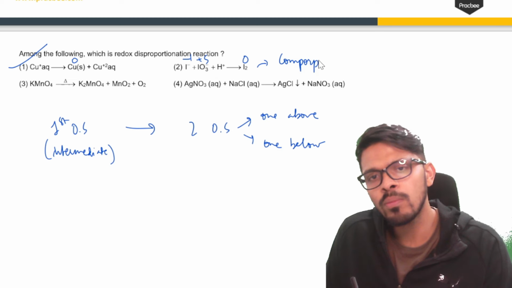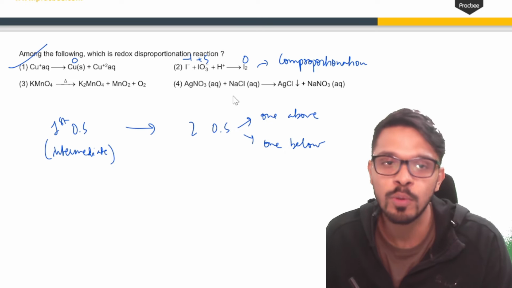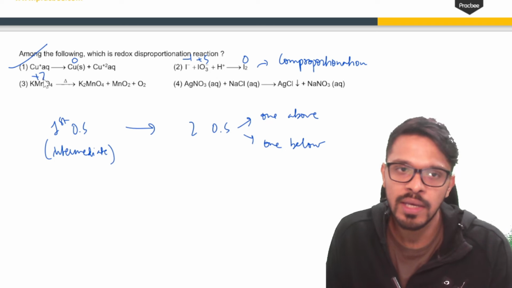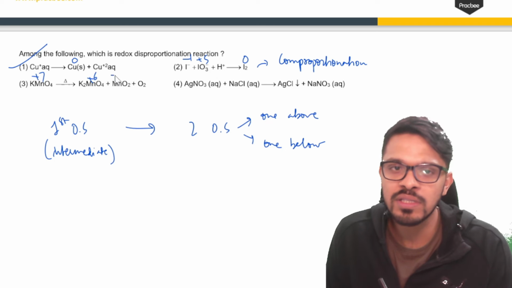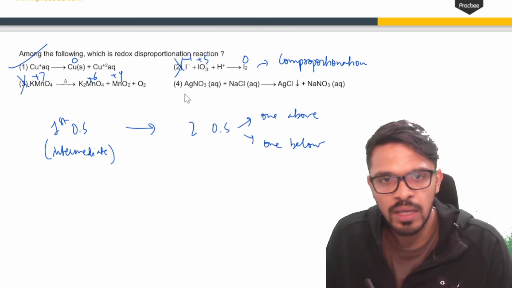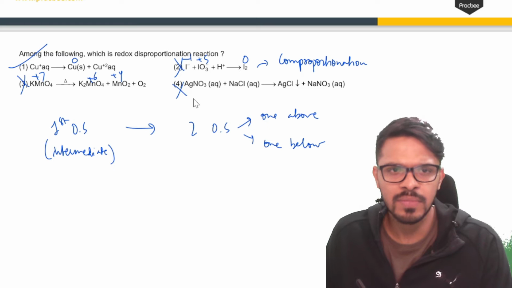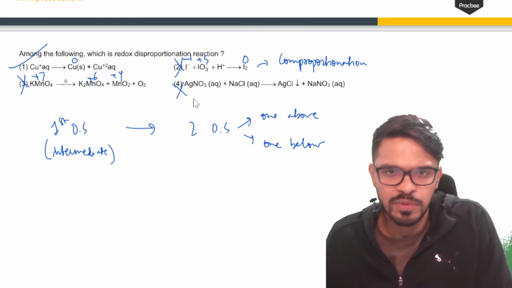This is a comproportionation reaction. The opposite of a disproportionation reaction is a comproportionation reaction. Here Mn is plus 7, it is going to plus 6 and plus 4. This is not a disproportionation reaction. The last reaction is just a redox reaction, it is an ion exchange reaction. So the disproportionation reaction is the first one.